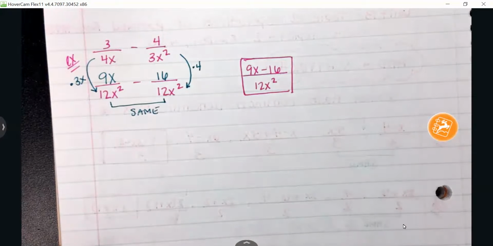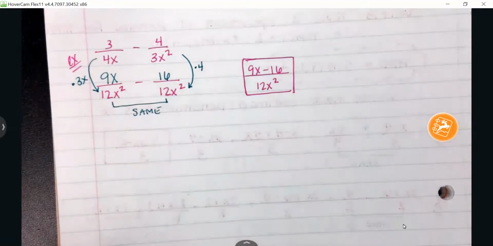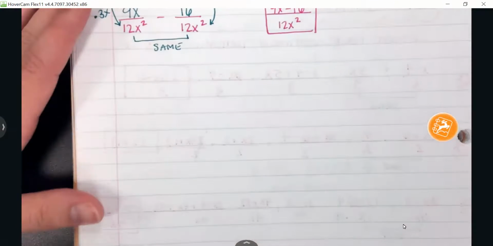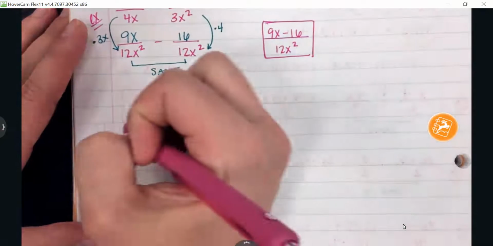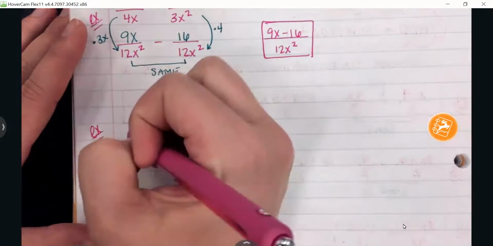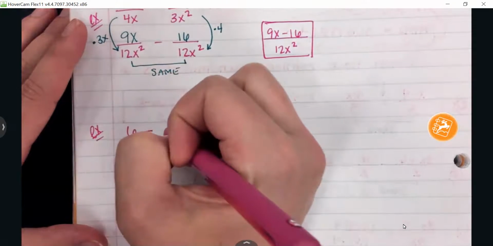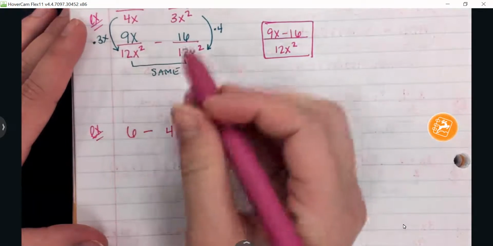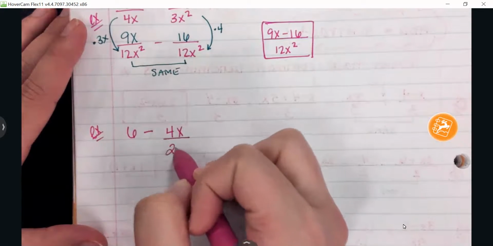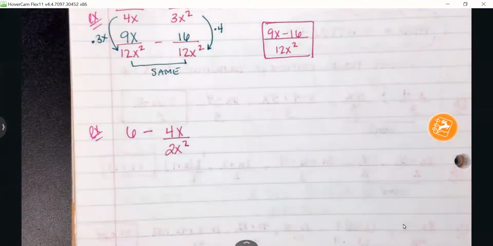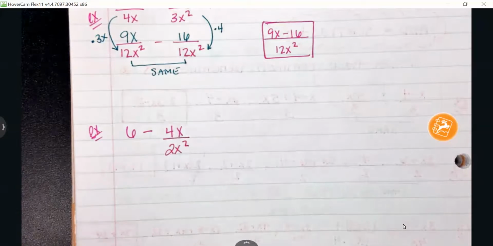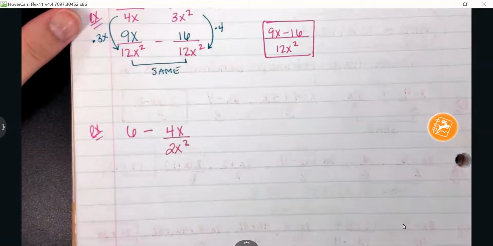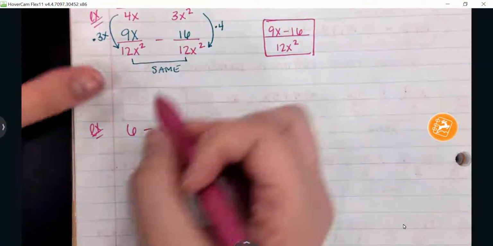Okay, let's do one more where we have different denominators. I'm going to have you try a few. What if I give you 6 minus 4x divided by 2x squared? How do I turn that 6 into a fraction? I put a 1 underneath it.